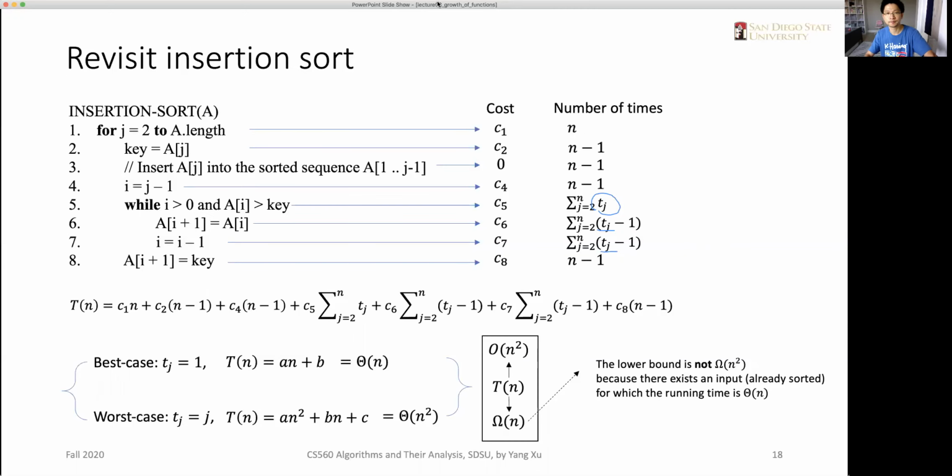Okay. So that's an example showing how the big theta, big omega, and big O notations can be applied to insertion sort analysis.